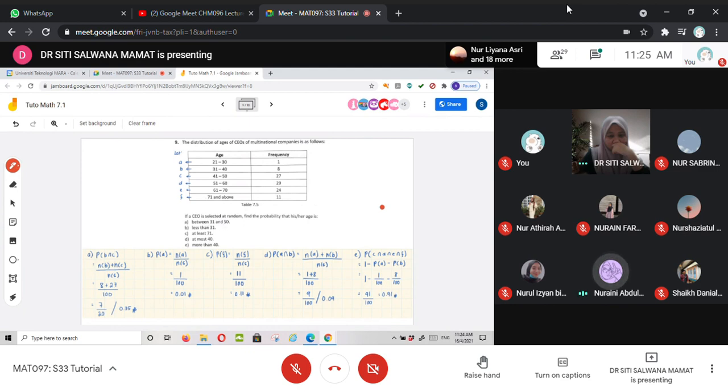No, that means less than 40. So P(A intersect B), which equals NA plus NB over NS, and we will get 0.09. And for the last one, more than 40. So for this one, it's 40 and above. So P(C intersect D intersect E intersect F). So we're going to do 1 minus P(A) minus P(B). So 1 minus 1 over 100 minus 8 over 100, which will equal 0.91.